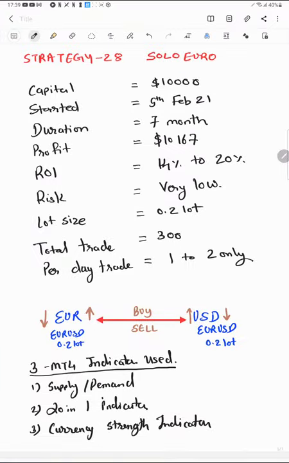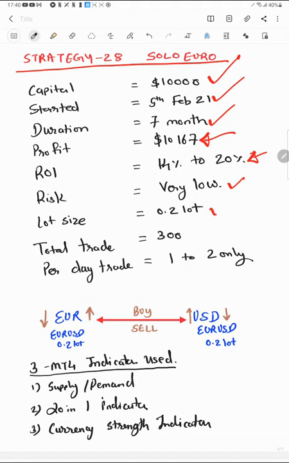Yes, so in part 3, strategy 28 solo EURUSD, capital of $10,000, started on 5th February, and in 7 months $10,000 profit, monthly ROI expected 14 to 20%, as it might vary, sometimes it might go to 20%, sometimes it might be less. And risk is very low with a 0.2 lot and compounding. So currently it is trading with the 0.4 lot, initially 0.2. Per day 1 to 2 trades only.